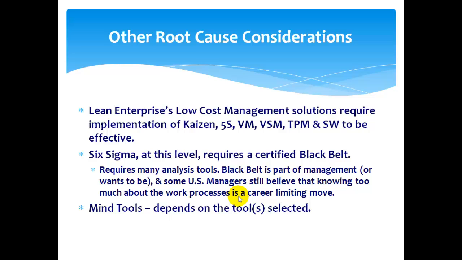Other root cause considerations: Lean Enterprises' low-cost management solutions require implementation of Kaizen, 5S, visual management, value stream mapping, total productive maintenance, and standardized work to be effective. Six Sigma at this level requires a certified black belt. It requires many analysis tools. The black belt is part of management, or wants to be. And some U.S. managers still believe that knowing too much about the work processes is a career-limiting move. Mind Tools depends upon the tool selected.